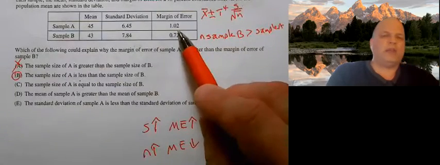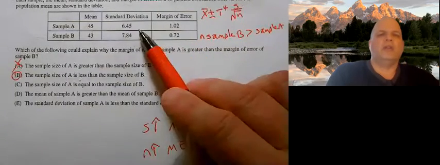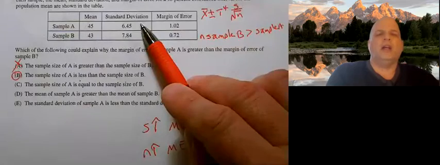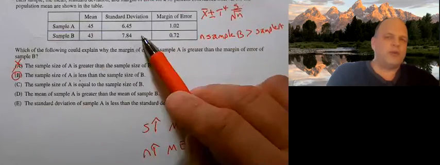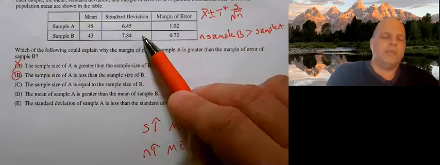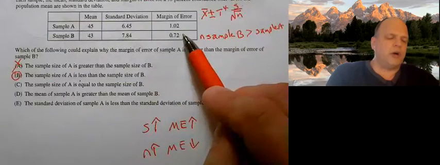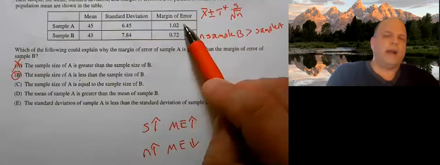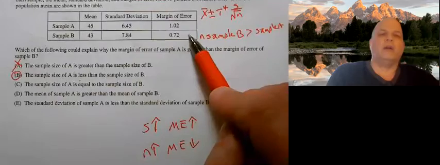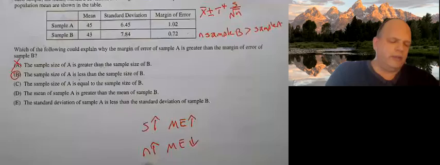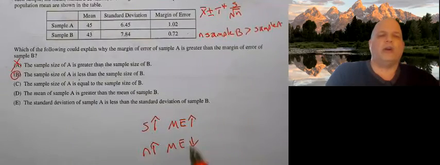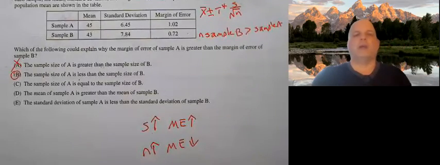And we know it has to be that case because the standard deviation of A is less than that of B. So consequently, we would expect the margin of error of A to be less than B, but it's not. So the only way the margin of error could be greater for A is if N was greater for B. Because as the standard deviation increases, the margin of error increases. As N increases, the margin of error decreases. All right.